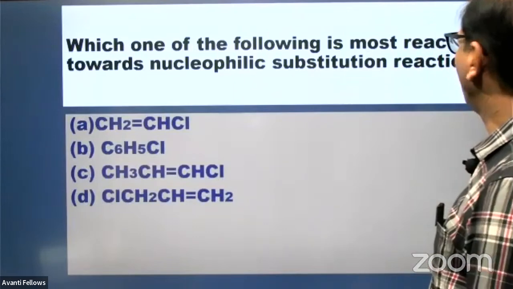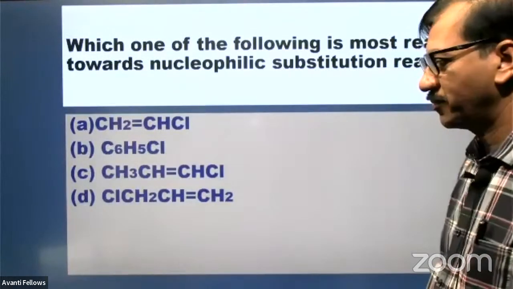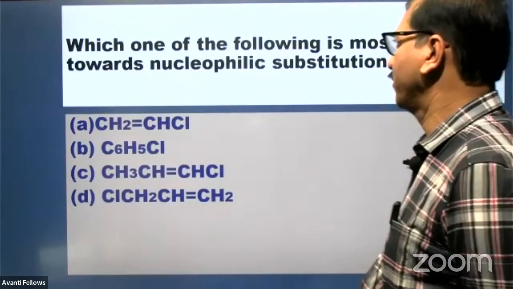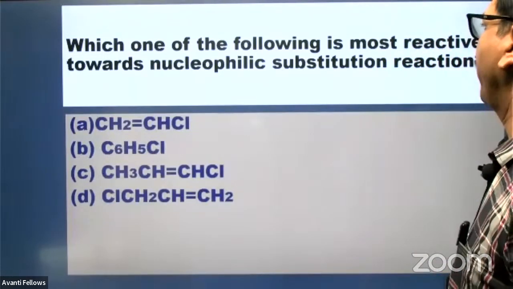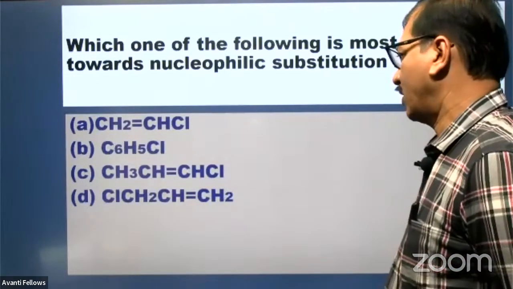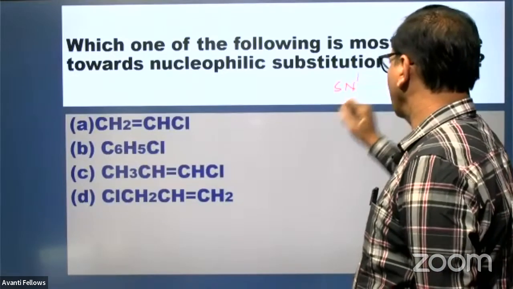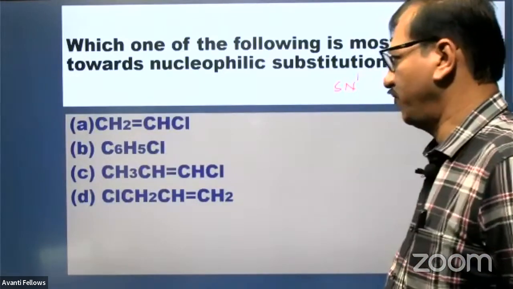Which one of the following is most reactive towards nucleophilic substitution reaction? Let others think for a while. The better question is if it is asked for the SN1 path.